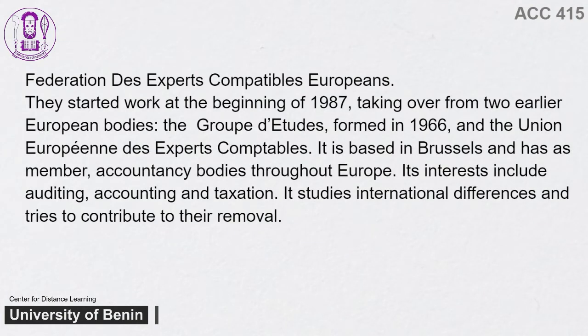Fédération des Experts Comptables Européens. They started work at the beginning of 1987, taking over from two earlier European bodies, the Groupe d'études, formed in 1966, and the Union Européenne des Experts Comptables. It is based in Brussels and its members are accountancy bodies throughout Europe. Its interests include auditing, accounting, and taxation. It studies international differences and tries to contribute to their removal.